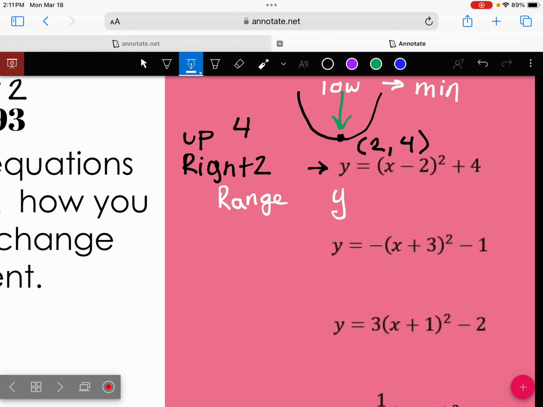Are they going to be bigger than the minimum or smaller? Would 3 be valid as a y value? Could I have a y value of 3 and hit my graph somewhere? Yes. Could I have a y value of 1 and hit my graph somewhere? No. So my y values have to be greater than or equal to the minimum. My y's have to be greater than or equal to 4.